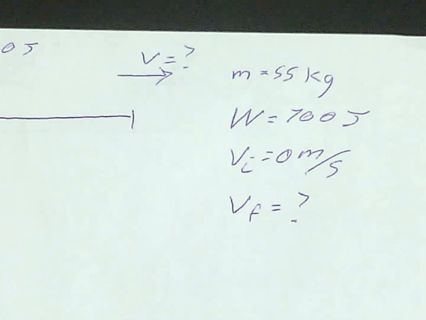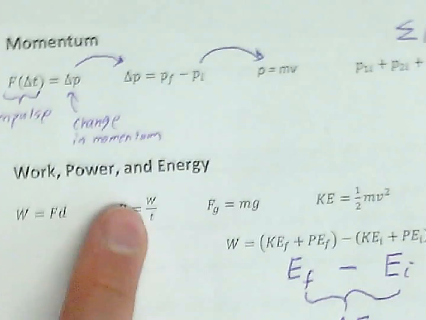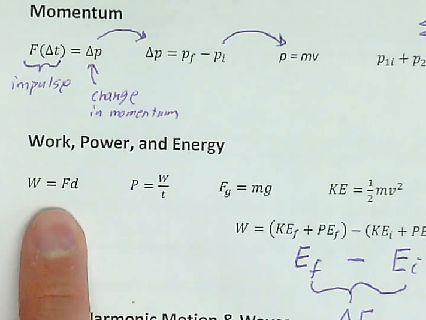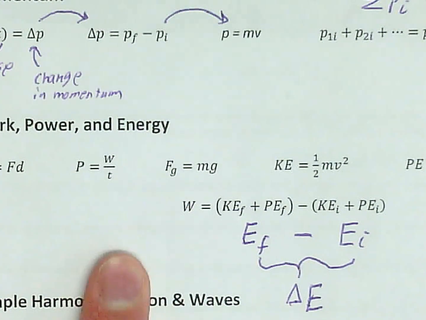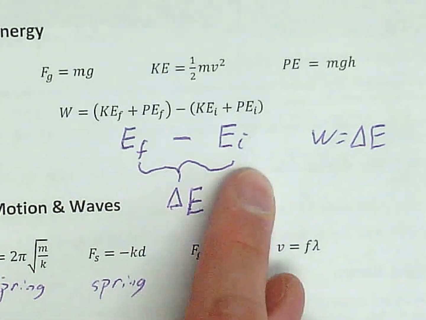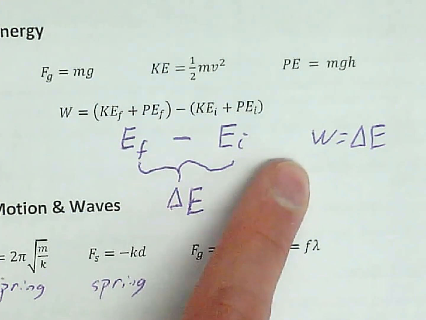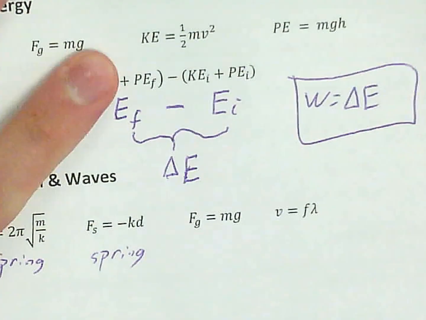So as soon as I see work, the little light in my head goes off. Okay, work, that's a big thing. So I'm looking at my work, power, and energy unit, and there are 3 equations that have work. There's this one, work is force times distance, which is the definition for work. There's this one, which is power, work over time. And there's this one. Well, this one looks confusing, but really it's just your energy final minus your energy initial, so total energy added up, final minus initial, which is delta E. So really, W equals delta E. That's really the equation.